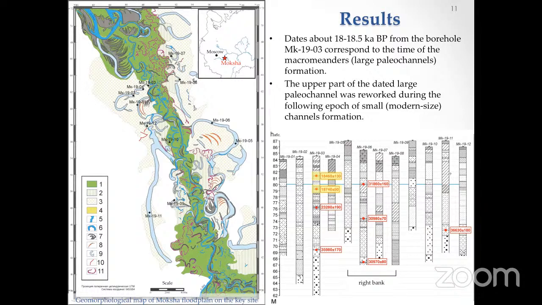So, using our newly received data for choosing other samples from other boreholes, we have already sent a number of new samples to the laboratory for dating, and we hoped to receive some new dates before this conference, but unfortunately I didn't receive them yet. So we hope that the coming data will help us make our reconstructions more reliable and detailed, because now there is not enough data for detailed interpretation.